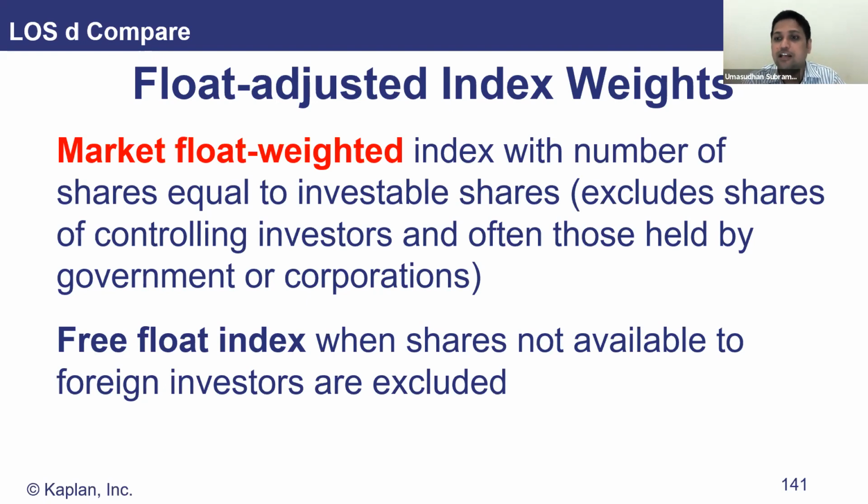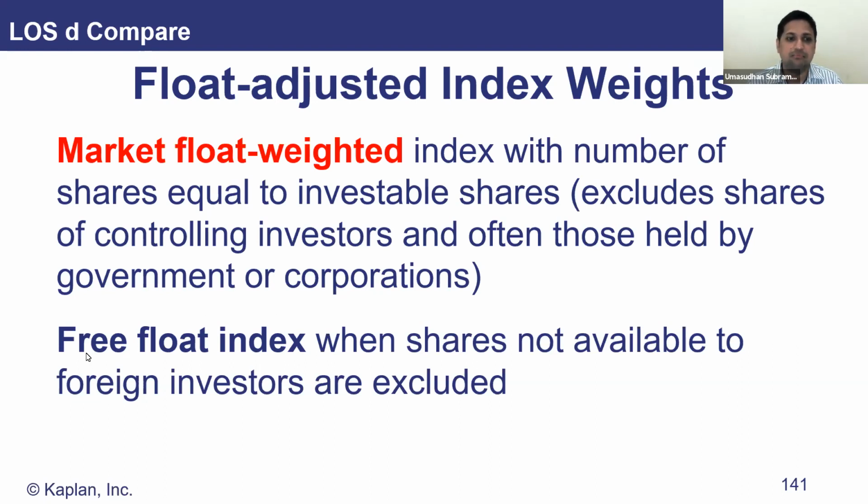So that's where the float adjustment comes into play. You remove from the number of shares those which are not investable, which are not tradable. So that's what we do in terms of market float adjustment. An index with number of shares equal to investable shares excludes shares of controlling investors, and often those held by government or corporations. Free float index, when shares not available to foreign investors are excluded.